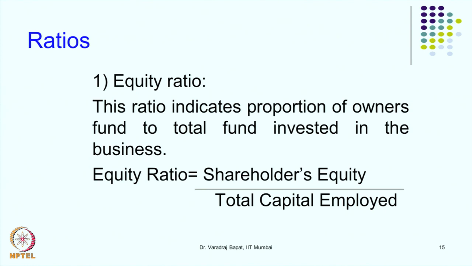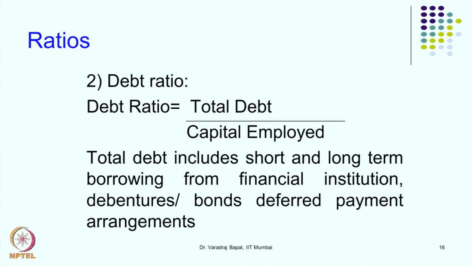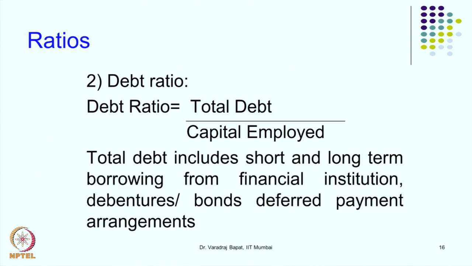The first one is the equity ratio. As the name suggests, the total capital employed is the denominator and we see what percentage of capital employed is being funded by the equity or by the owner's fund. So, it is popularly known as the equity ratio. Now, complementary to this is the debt ratio. The debt ratio seeks to find total debt as a percentage of capital employed. See, the denominator is the same for both. The money which is either equity or debt is taken as capital employed. In the first ratio, it was the ratio of equity. The second ratio is the ratio of debt. So, we here consider the various types of borrowings or deferred payment arrangements.